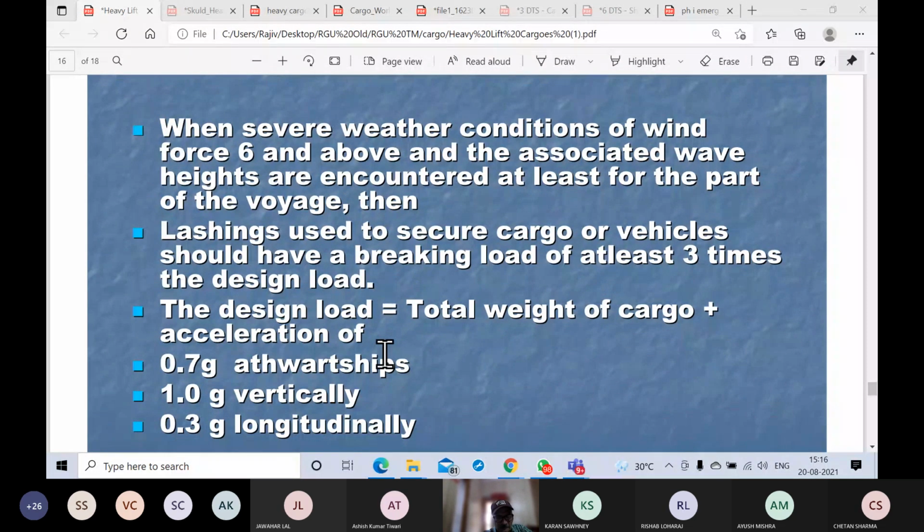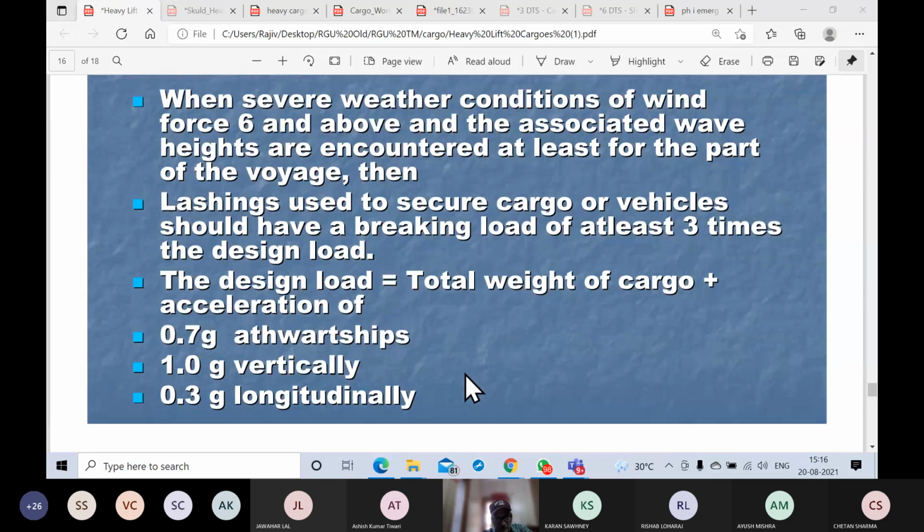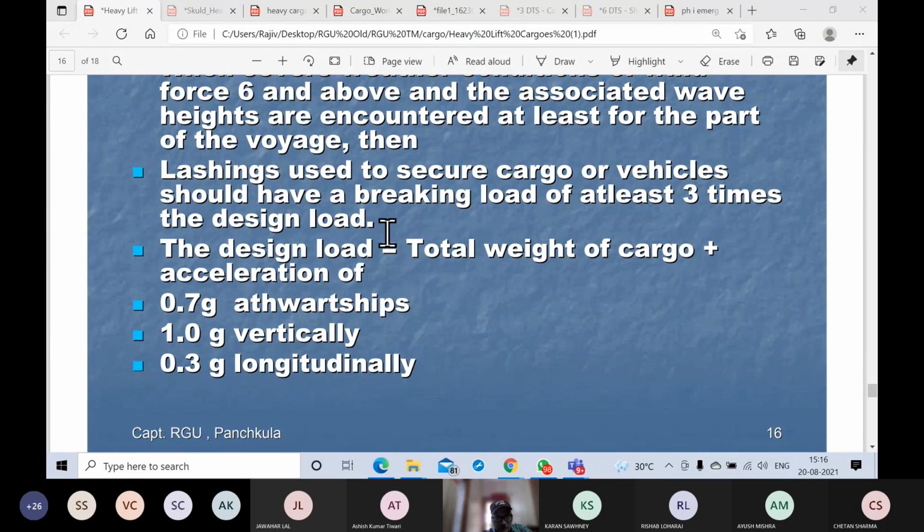Strength of the lashing: 3 times the design load. What is the design load? Total weight of the cargo plus accelerating forces of 0.7 g athwartship, 1 g vertically, and 0.3 g longitudinally. That is the design load. When you are taking the lashing strength, it should be 3 times the design load.